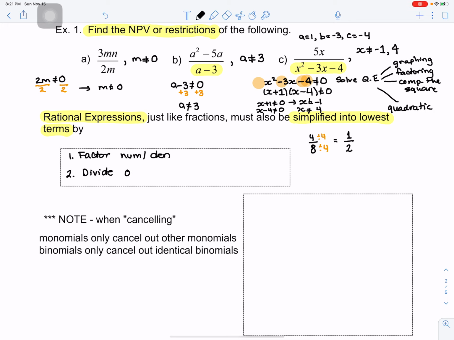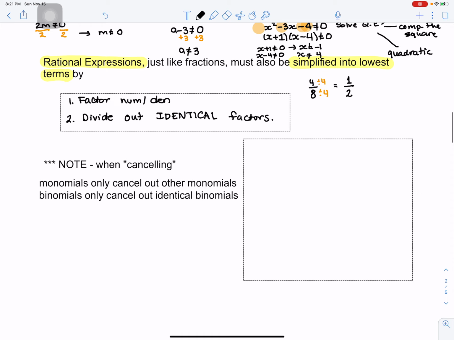So I'm going to say divide out common, but instead of common, I'm going to use the word identical. I only want you to cancel out the factors if they're identical factors. Now monomials, one term, can only cancel out other monomials, and binomials can only cancel out identical binomials. Super, super important, and anytime we deal with canceling, this is one of the biggest areas people make mistakes.